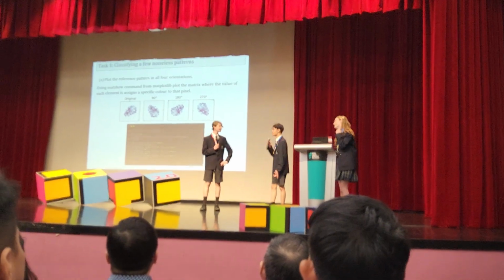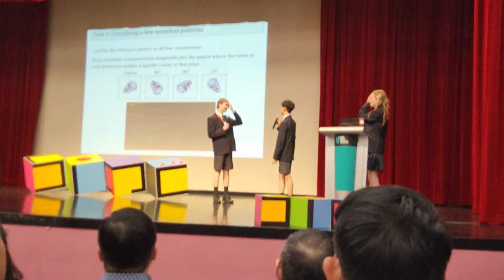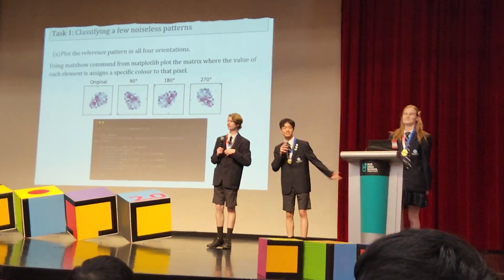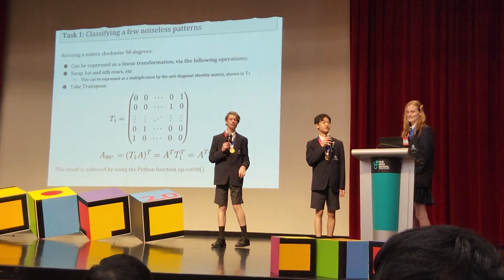Basically, we had the original reference pattern and we had to rotate it about 4 times. And we basically plotted it. I don't think I need to explain too much on this. Let's move on to how we rotate a matrix.